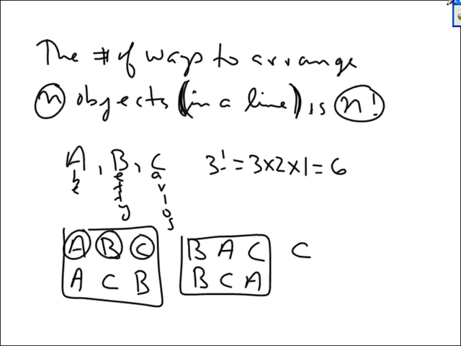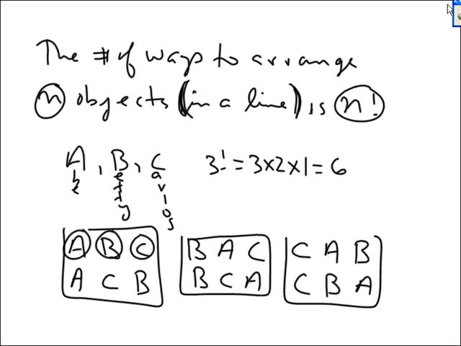Now, what if Carlos wants to be first? He doesn't want to keep being second or third. You can have CAB, or you can have CBA. So yeah, this formula is working. The number of ways of lining up 20 different people is 20 factorial. There are that many different ways of arranging 20 different people. The number of ways of arranging 3 people in a line is 6.